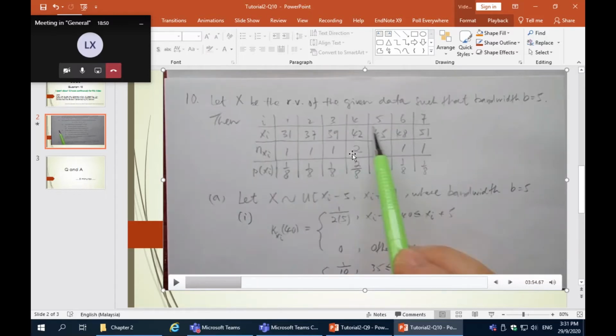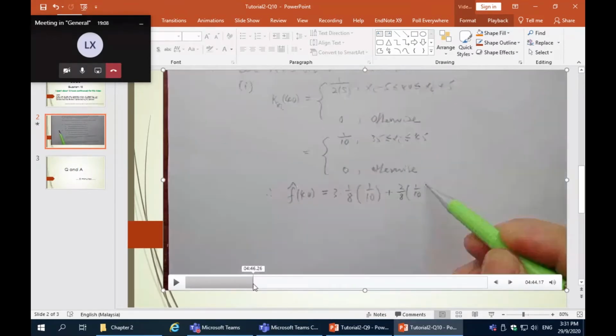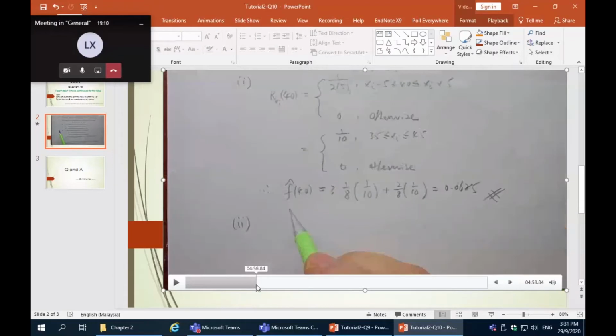Okay, you can see from here, because you want to have this probability that I have 3 times 1/8, and then I have 1 time only, that is from 42, that is a probability 2/8, and then multiply the k value, that is 1/10. So this one should be no problem, you will get the answer easily. But the most important is to know how to rearrange the inequality in terms of xi. Let's go to part 2.